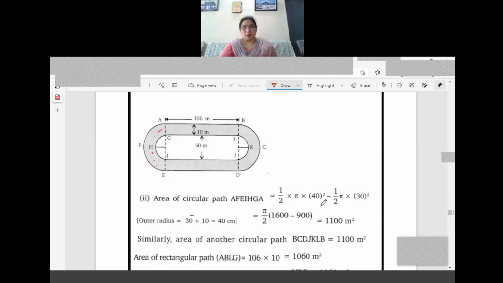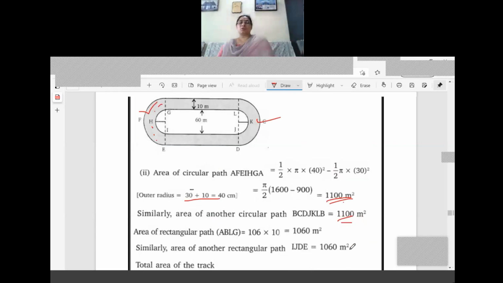So what is that one? Pi r square by 2. But here 60 as the diameter is given, so inner radius will be 30. Our outer radius is 30 plus 10, which is equal to 40. So the area of the bigger semicircle minus the area of the smaller semicircle: pi into 40 square by 2 minus pi into 30 square by 2, right? So what answer are we getting? 1100 meter square. Once you calculate this side, the other side BCD, JKL is also the same way, so that is also the same. So 1100 meters square, right?